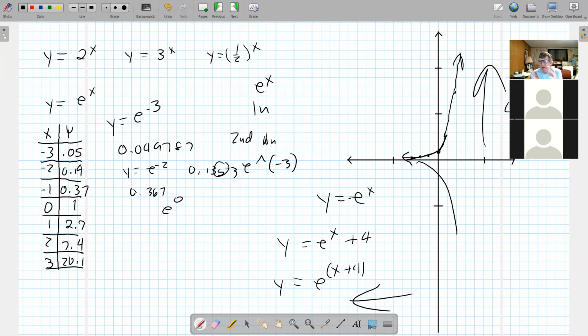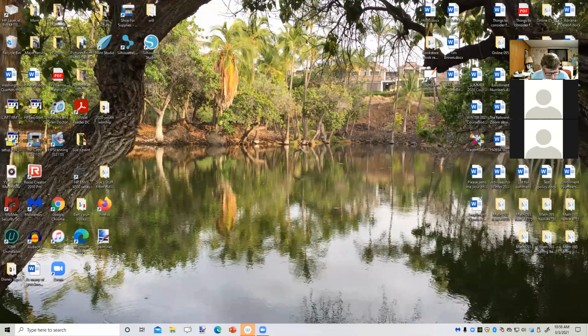So all those things that applied going all the way back to parabolas, and then yesterday with exponential graphs, they all apply when e is a base as well. It's just like graphing 2 to the x or 3 to the x, same kinds of things. Okay, now what I want to do next is I want to go back to my other screen.